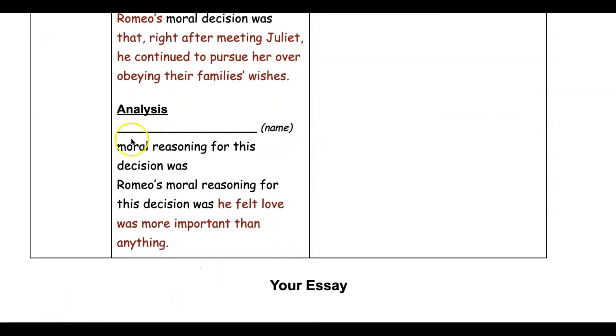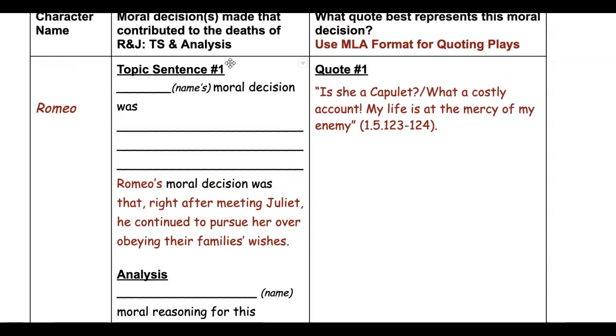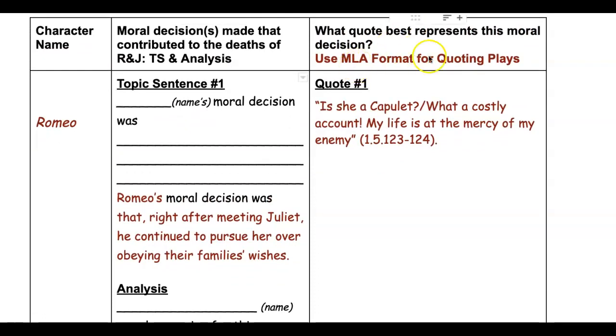Then you have the analysis, and you have a frame for the analysis. And then I have an example here: Romeo's moral reasoning for this decision was he felt love was more important than anything. Again, these are examples of what yours should look like. And then you have to have your quote that supports this, also in MLA format. So I've got, is she a Capulet? What a costly account. My life is at the mercy of my enemy. And I've got this accurately cited in MLA format.